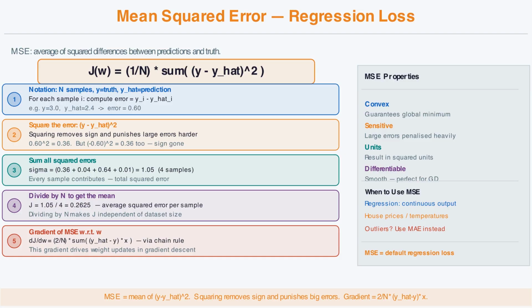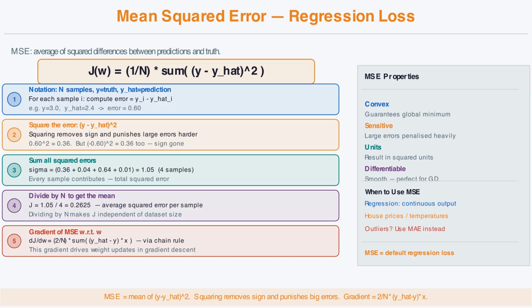We do this for every training sample, sum all the squared errors, then divide by n to get the mean. That is MSE. The gradient of MSE with respect to a weight W is 2 over n, times the sum of the prediction error multiplied by the input feature. This gradient flows directly into gradient descent, nudging the weights in the direction that reduces the average squared error.